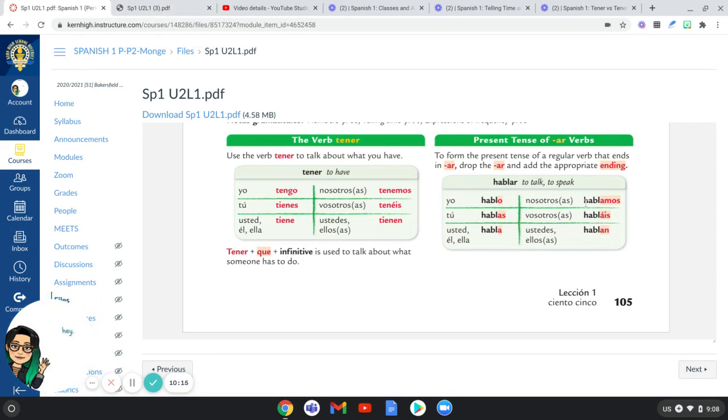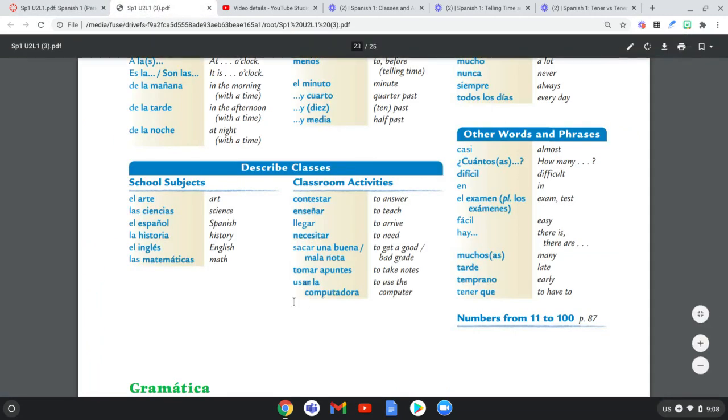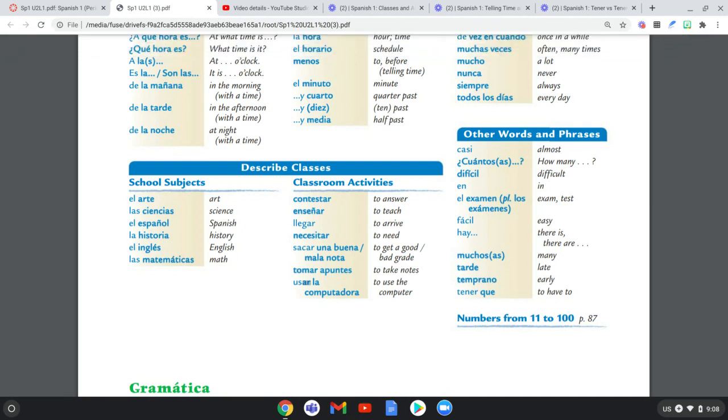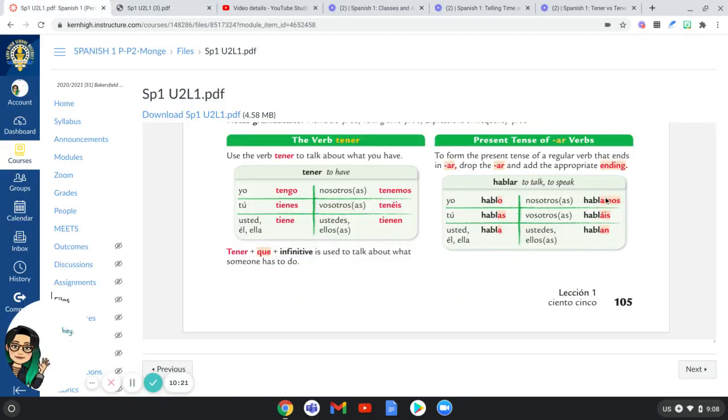Before I go back to the next one, obviously if we're going to go in order, we're going to say we, that's your new ending, A-M-O-S. So, here's our word again. If I'm saying we, because obviously all of us in class have to use a computer for work, or for school, for you guys. So I would say, nosotros usamos, A-M-O-S ending, la computadora. We use the computer.